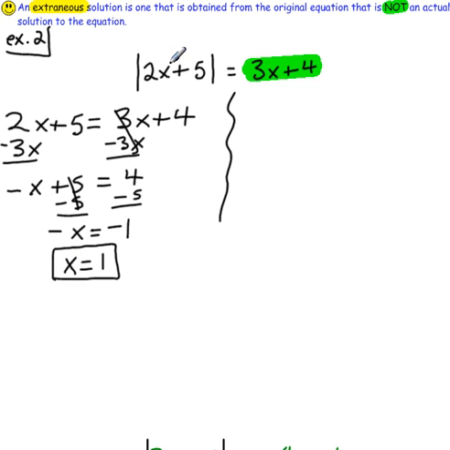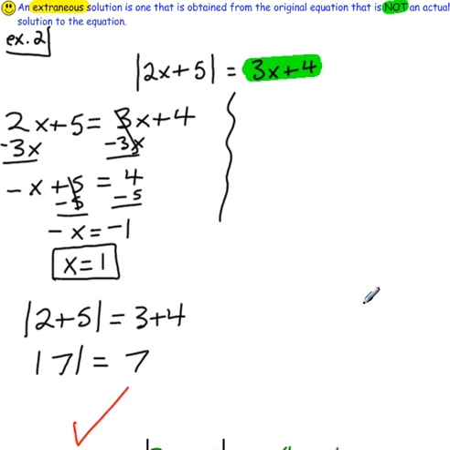All right, let's throw this in our equation up here and see if it works. Absolute value, and I'm going to write this whole deal out. So we're checking our answer now. 2 times 1 is 2 plus 5 is equal to 3 times 1 is 3 plus 4. Absolute value of 7 is 7. So this one checks.